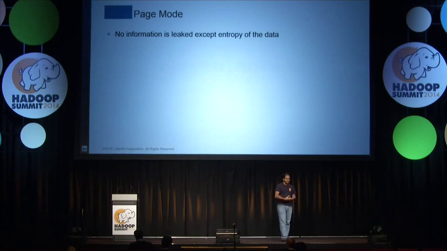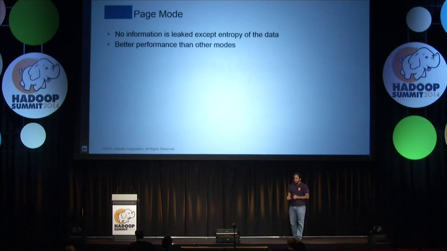The next one is page mode, where we encrypt the whole page after compression. So you won't get any information except the entropy of the data, like how many distinct values are present. You can estimate that, because when you compress, if your data is very repeated, it compresses to a smaller page. And it's better for performance because you're doing encryption at the page level, so you don't have to call the encryption methods for each value.